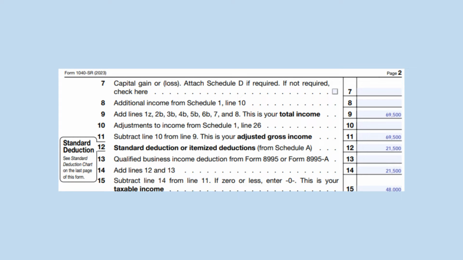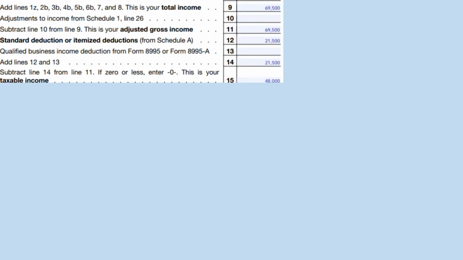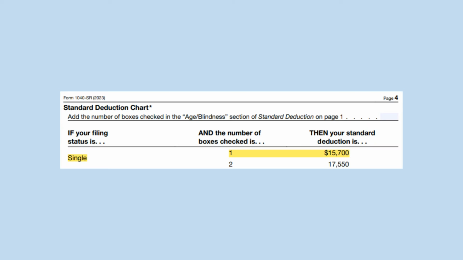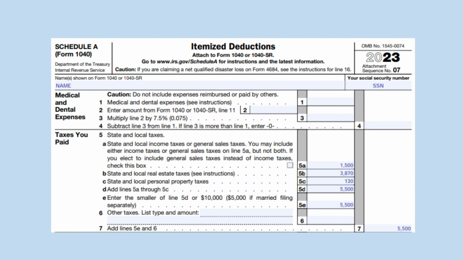On line 12, we will put the larger of your standard deduction or your itemized deductions from Schedule A. You can find your standard deduction on the standard deduction chart on page 4 of the Form 1040 SR. Since your filing status is single and you have one box checked in the age blindness section of the standard deduction on page 1, your standard deduction will be $15,700. Next, we will look at Schedule A to take the larger of the two.